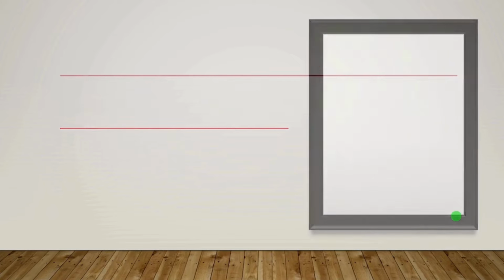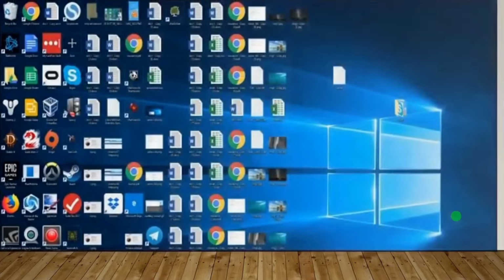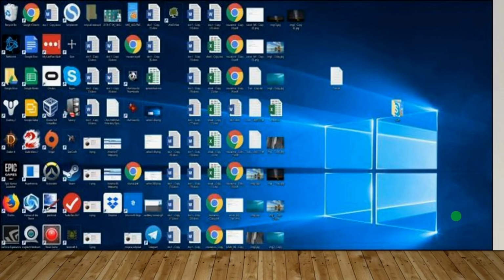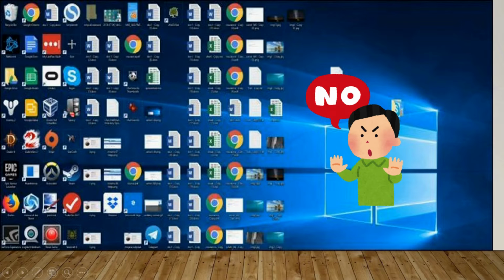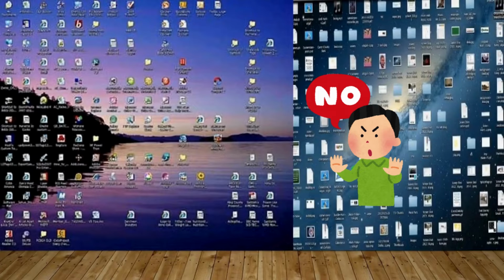Alright, number 2 mistake you should avoid is ignoring file organization. Some people dump every file they have on the desktop, and this is bad because it makes your PC look messy. Now look at the image on your screen right here. See this image, look at the desktop interface of this PC. It looks very bad. You see all the files are just scattered around. It looks so disorganized. Now look at this one. See, they are not orderly. All the files are just placed everywhere and anywhere. So this looks messy. It looks untidy. This doesn't look good at all.